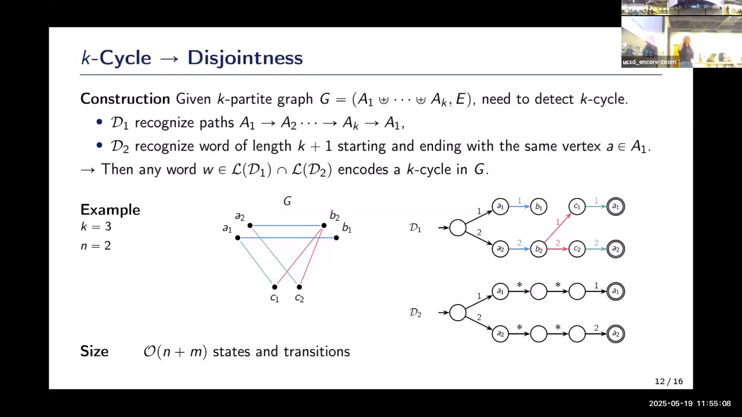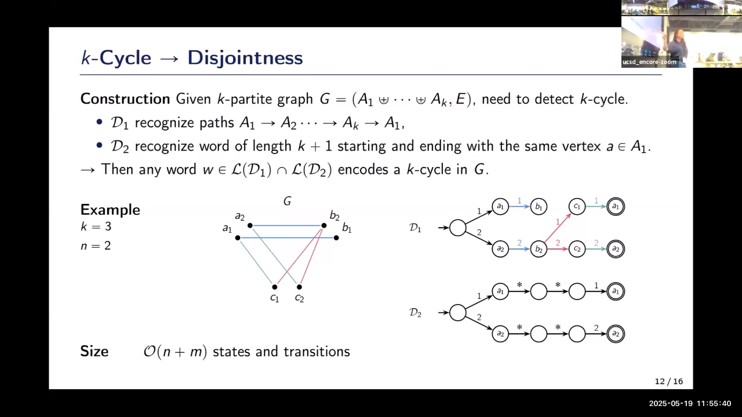So I also need to check that the first and last vertex were the same. And this is where the second DFA comes into place. The second DFA needs to remember what was the first vertex I explored. So I'm going to start my whole world by branching on which of the A1 vertices I'm starting from. And then D2, the second DFA, is just not going to care about what letter is read next, it's just going to move to the next state.